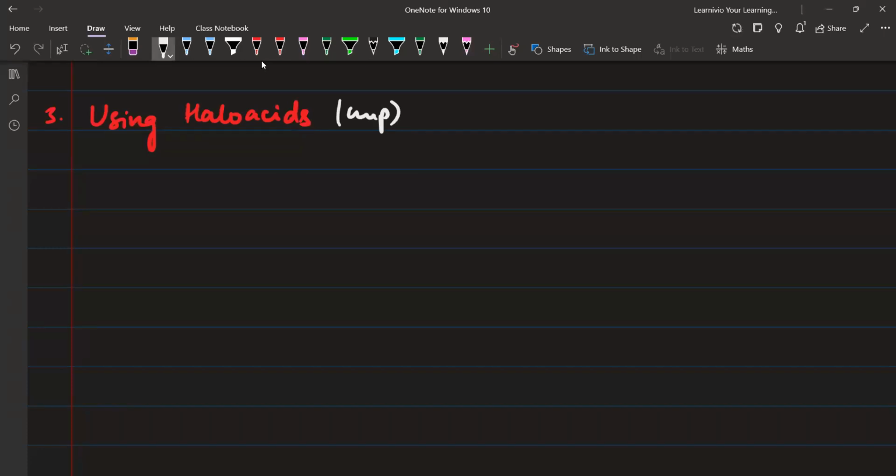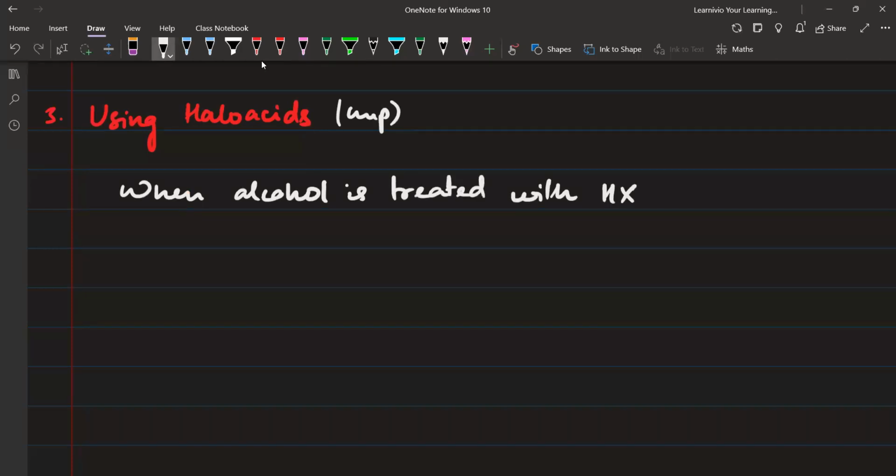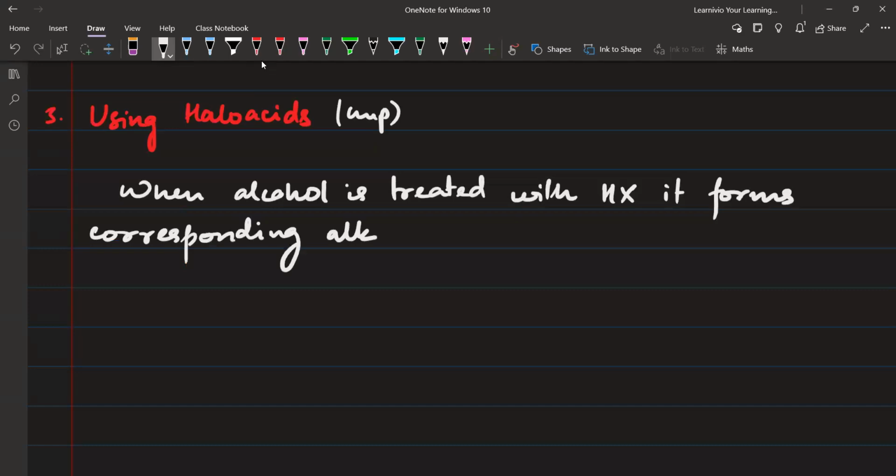For example, like this, when alcohol is treated with HX, it forms the corresponding alkyl halide. So basically, ROH plus HX will give you RX.